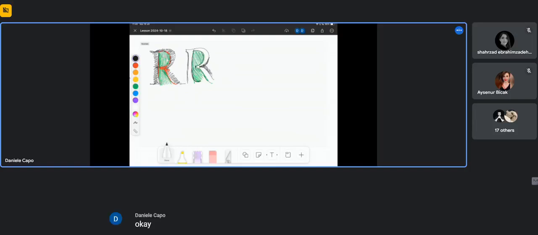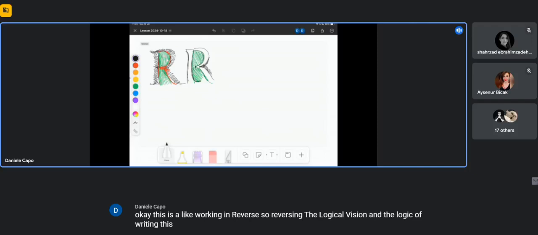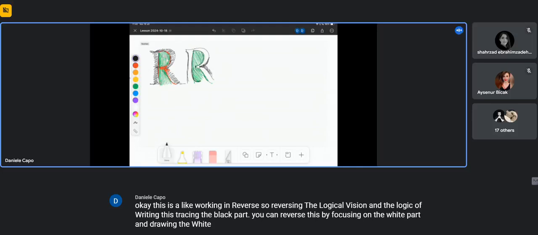Okay, this is like working in reverse, reversing the logic of vision and the logic of writing, that is tracing the black part. You can reverse this by focusing on the white part and drawing the white part before the black part.